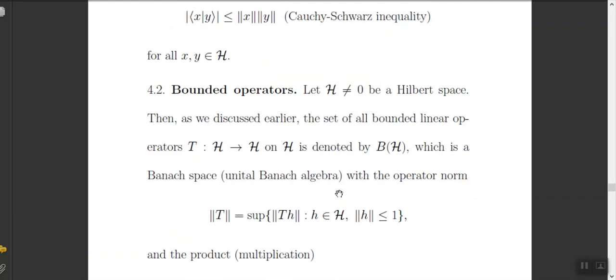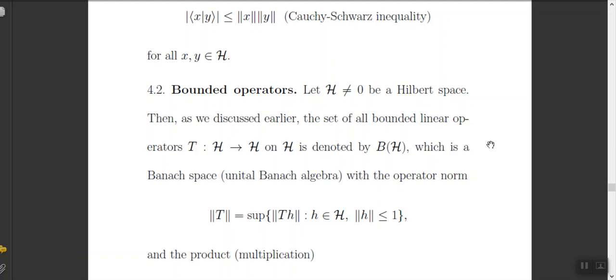Okay, now let's talk about the bounded linear operators on Hilbert spaces. If you remember, we already talked about the bounded linear operators on Banach spaces. Of course, when we say that we have a Hilbert space, a non-zero Hilbert space, it means a non-trivial Hilbert space. So every Hilbert space is a Banach space.